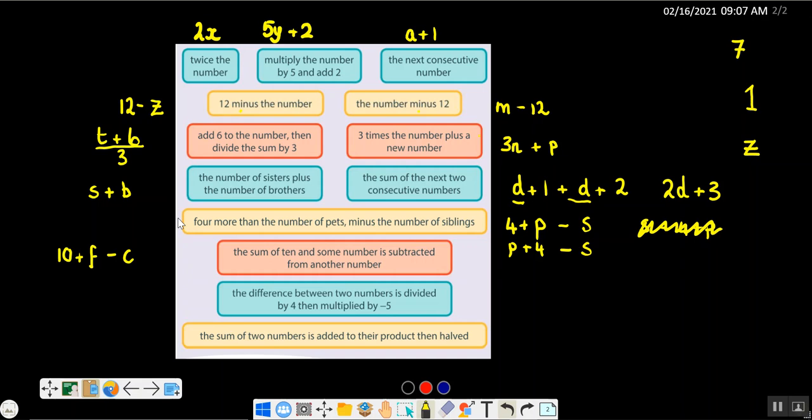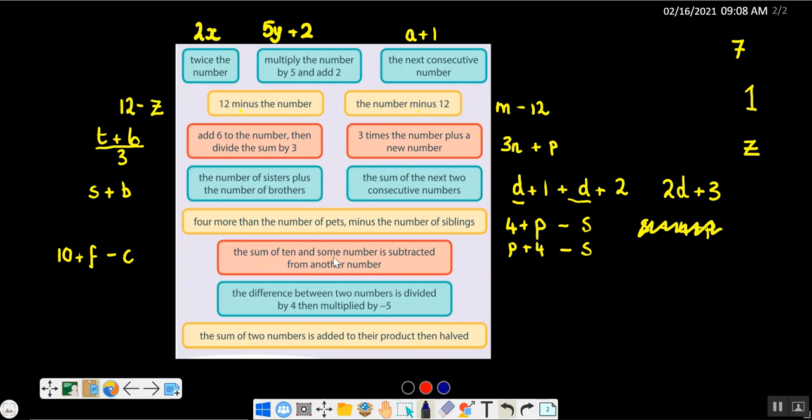But 10 plus... You've fallen into the trap for this question, I'm afraid. Who can see what the trap was? It is subtracted from another number. What do you subtract from what? If I said to you, 10 is subtracted from 20, what would you do? You would do 20 subtract 10. Yes, right? This is the important bit.